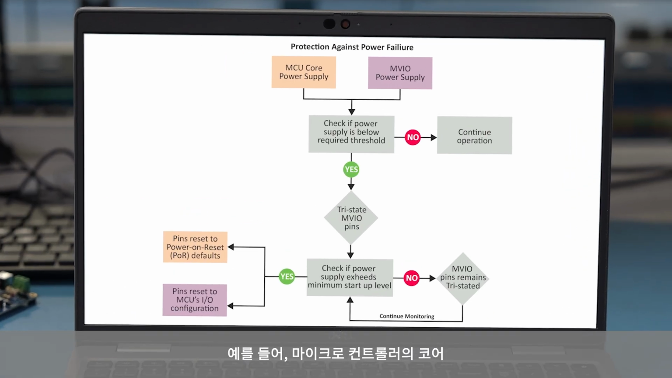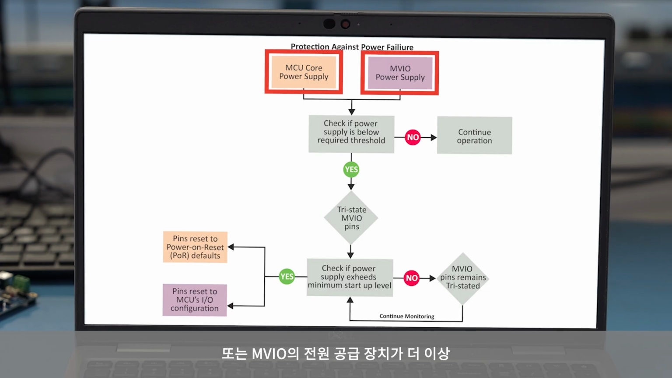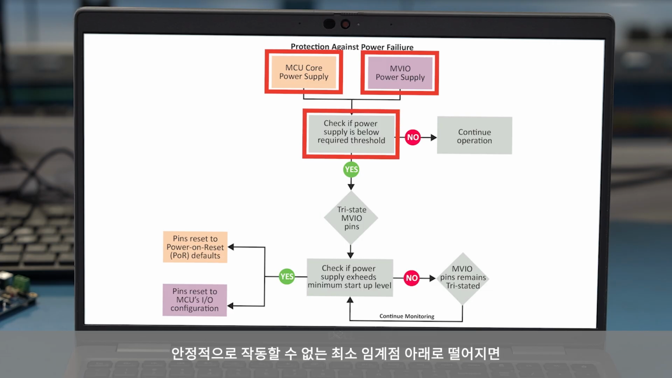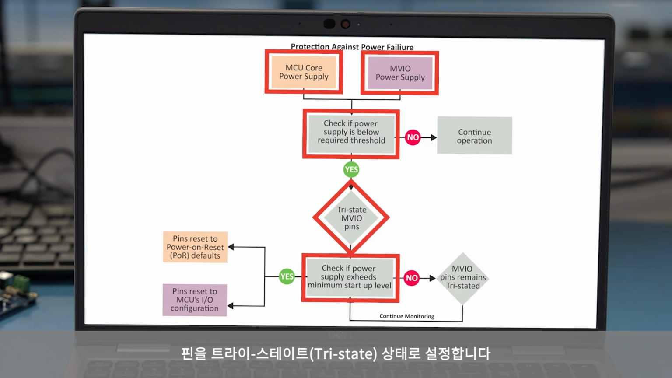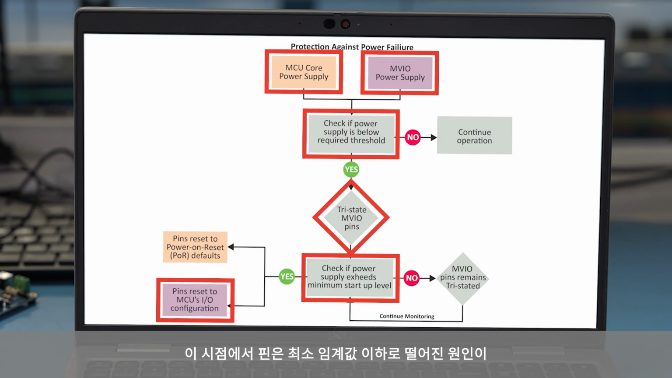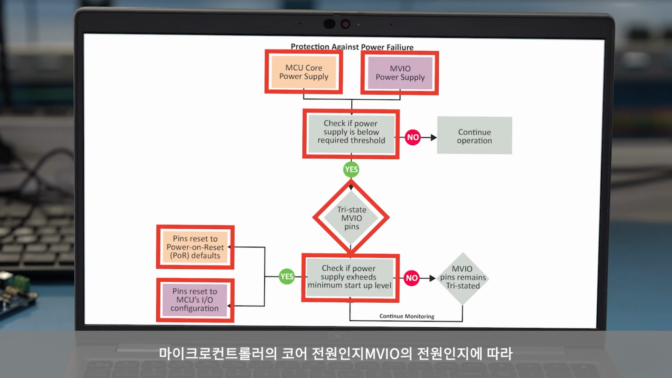Yeah, for sure. So unlike discrete level shifters, which don't provide any intelligent feedback, our MVIO has a built-in mechanism that can protect it against power supply failures. So for example, if the microcontroller's core or the MVIO's power supply drops below a minimum threshold where they can no longer reliably operate, the MVIO will tri-state its pins up until the power supplies exceed the minimum startup level where it can then reliably operate again. And at this point, the pins will either be reset to the MCU's I/O configuration or power and reset defaults, depending on whether it was the microcontroller's core or the MVIO's power supply that dropped below that minimum threshold.